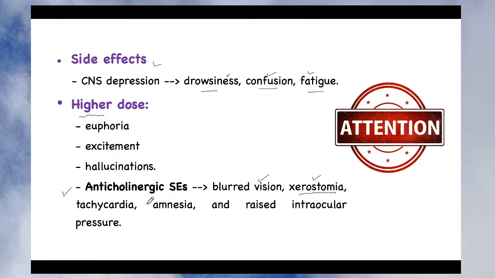Likewise, they suffer from tachycardia. There is temporary amnesia, that is partial loss of memory, and there is a rise in intraocular pressure, which is related to glaucoma. So this could be the problem at higher dose, but remember, you are not giving more dose. So when you are giving treatment for nausea and vomiting, you must be very cautious about the dose of anti-emetic drugs. So this is the side effect and what happens at the higher dose.